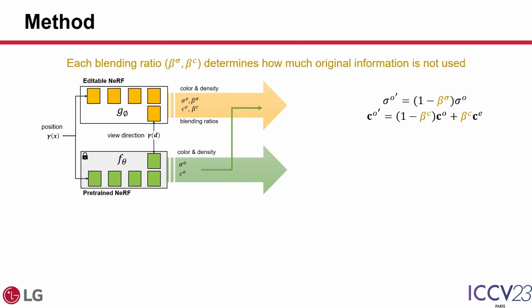The editable NeRF extends NeRF to produce two blending ratios in addition to a density and a color. We design that each blending ratio determines how much the original 3D information is not used. It enables our approach to perform the predefined editing operations to desired regions of a scene.